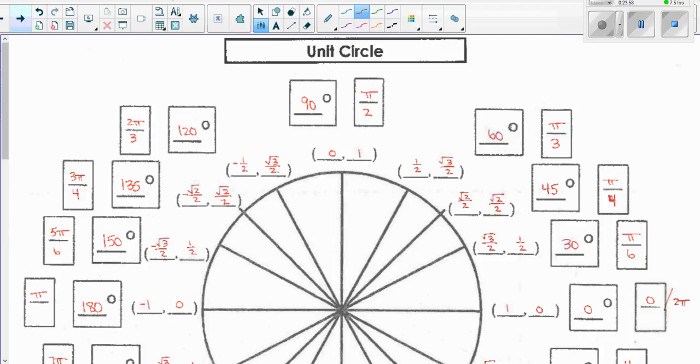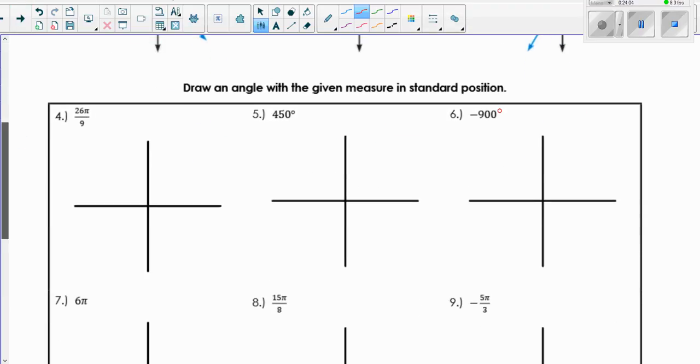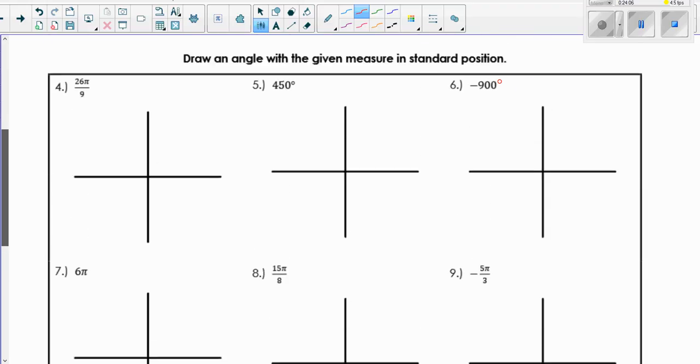Before I talk about the unit circle real quick, on your homework, guys, the first 9 problems are going to be all with a calculator, where you are drawing an angle in standard position. This needs to be a degree symbol so that that's not a radian. So you're going to have radians, degrees, degrees, radians, radians, radians, now that we know what radians are.